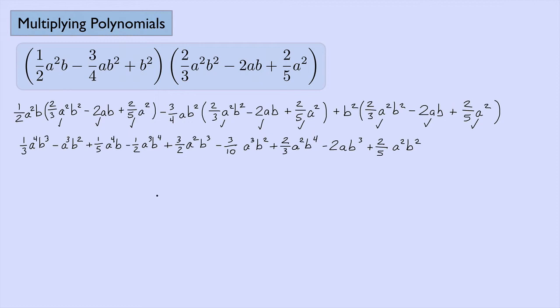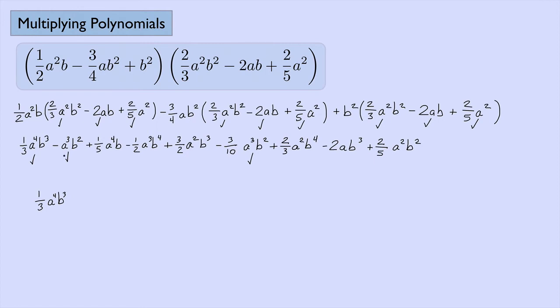Okay, now I got to look for like terms, and wow, what a mess. Well, let's see. Go through one by one. A to the 4th, b to the 3rd. Do you see that anywhere else? A to the 4th, b to the 3rd, nowhere else. So I'm done with that one. That'll be 1/3 a to the 4th, b to the 3rd. Next I have a to the 3rd, b to the 2nd. A to the 3rd, b up right here. So I have that one, and that's it.